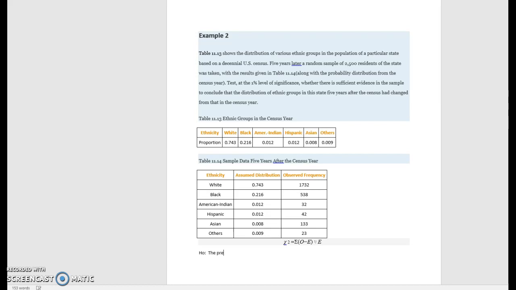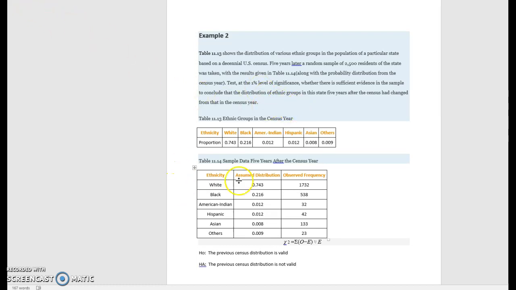So the previous census distribution is valid, and then our alternate will be that the previous distribution is not valid. Alright, now just as we've done before, we need to look up our value for alpha. Alpha is 1%, but we're going to use our chi-squared table.